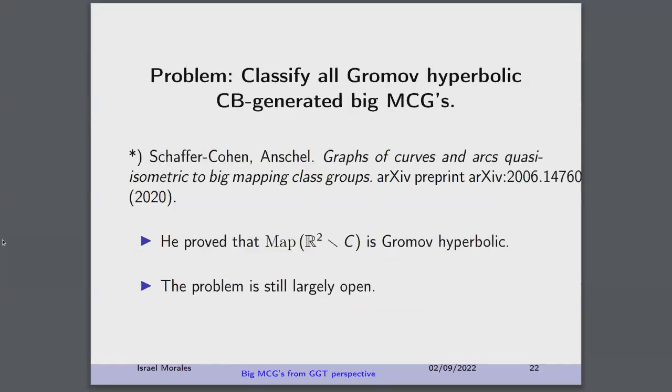On the other hand, it makes sense to ask about the quasi-isometric invariance of big mapping class groups, at least for those that are CV generated. One problem is to classify CV-generated big mapping class groups which are Gromov hyperbolic. So far, we only know of one big mapping class group that is hyperbolic. Schaffer-Cohen proved that the mapping class group of R2 minus a Cantor set is hyperbolic. But the problem is still largely open. I don't know if there is progress in this direction.